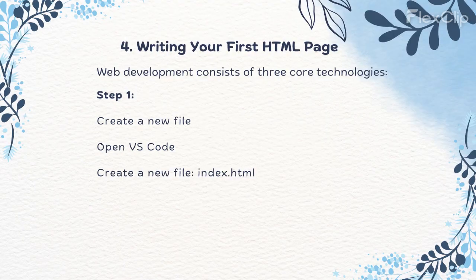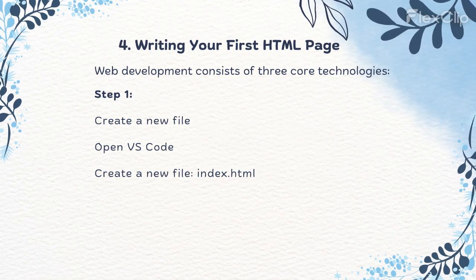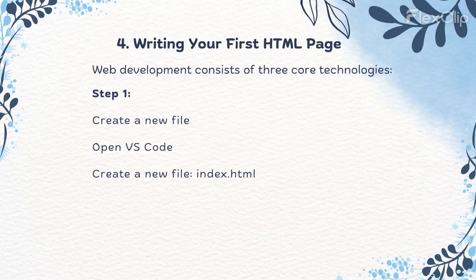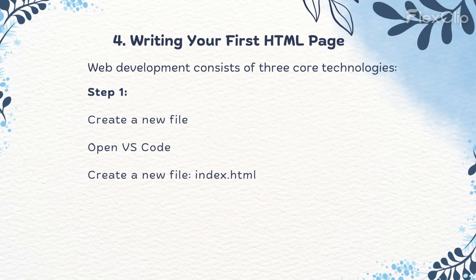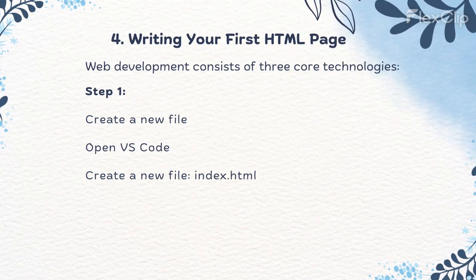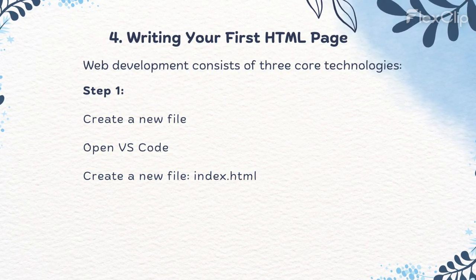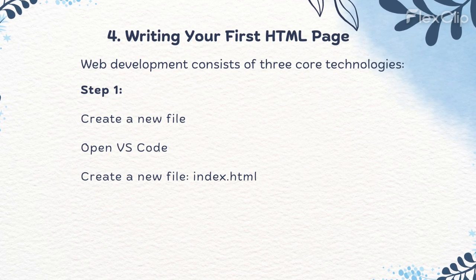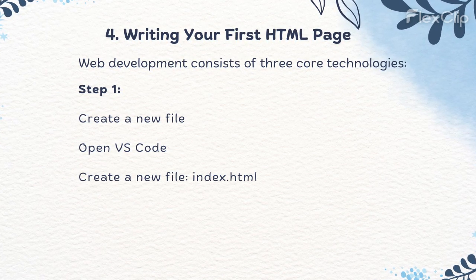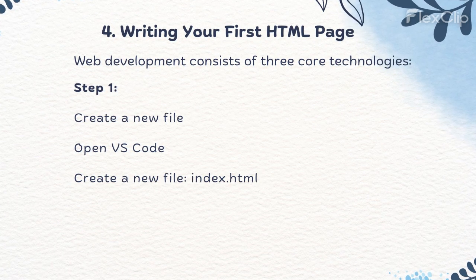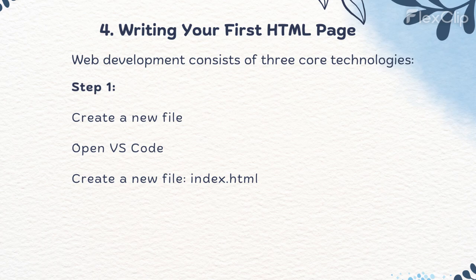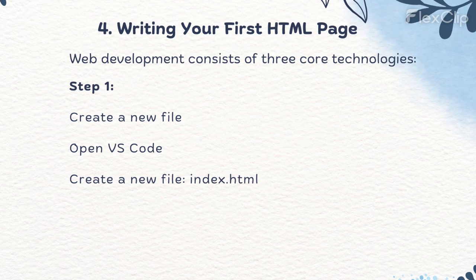Number 4. Writing your first HTML page. Step 1. Create a new file. Open VS Code. Create a new file with the name index.html. .html is the file extension.